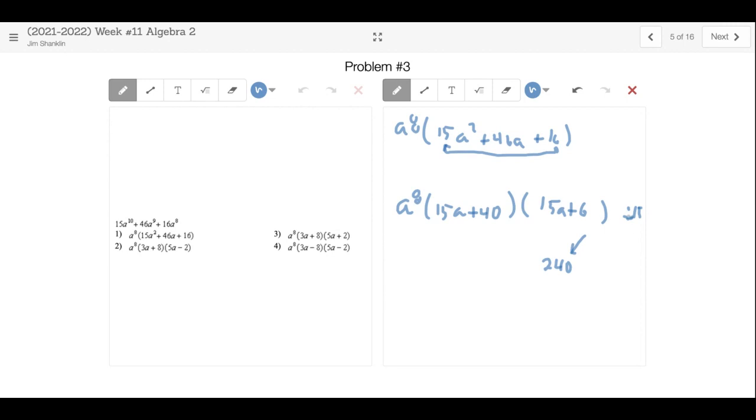Now, this is where some of you ask that question. Can you divide out of the same thing? Well, I can't divide 15 out of either of them. That's not going to work. So let's break 15 down to 5 times 3. I can divide a 5 out of this one. Not a problem. I can divide a 3 out of this one. Not a problem. So I'm left with a to the eighth, and then 3a plus 8, and 5a plus 2. Is that right?